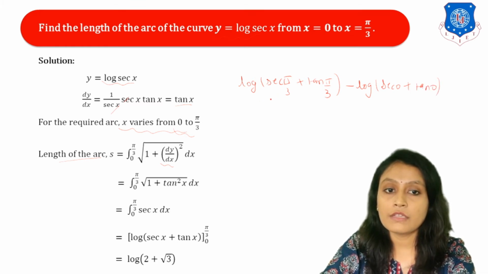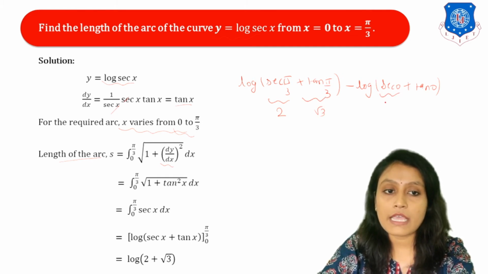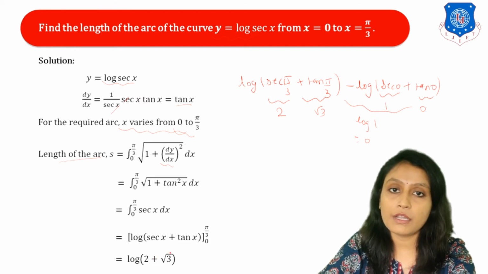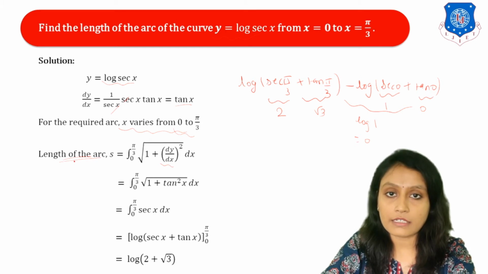Now we know the value of sec pi by 3 is 2 and tan pi by 3 is under root 3. The answer of sec 0 is 1 and tan 0 is 0. So here we have log 1, and the answer of log 1 is 0, so this term is gone. What remains is only log 2 plus under root 3, which is your answer for the length of arc.